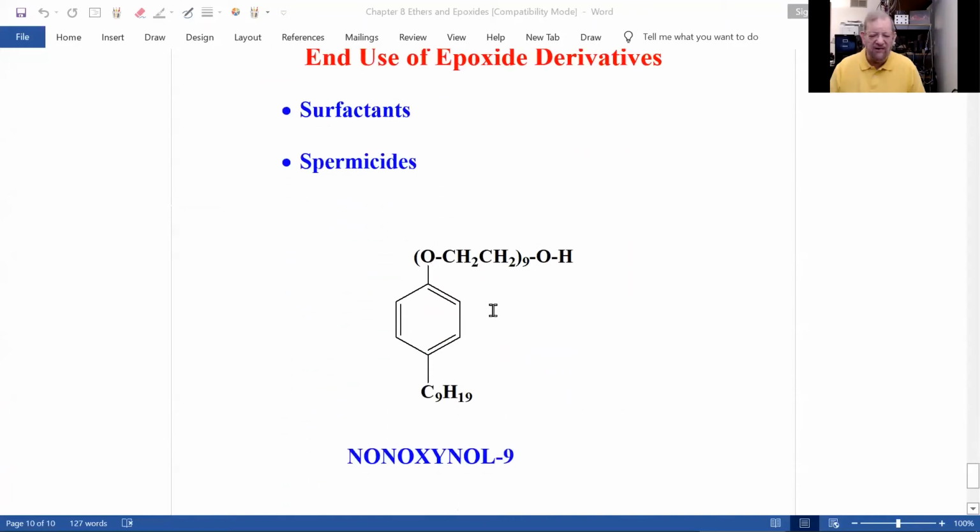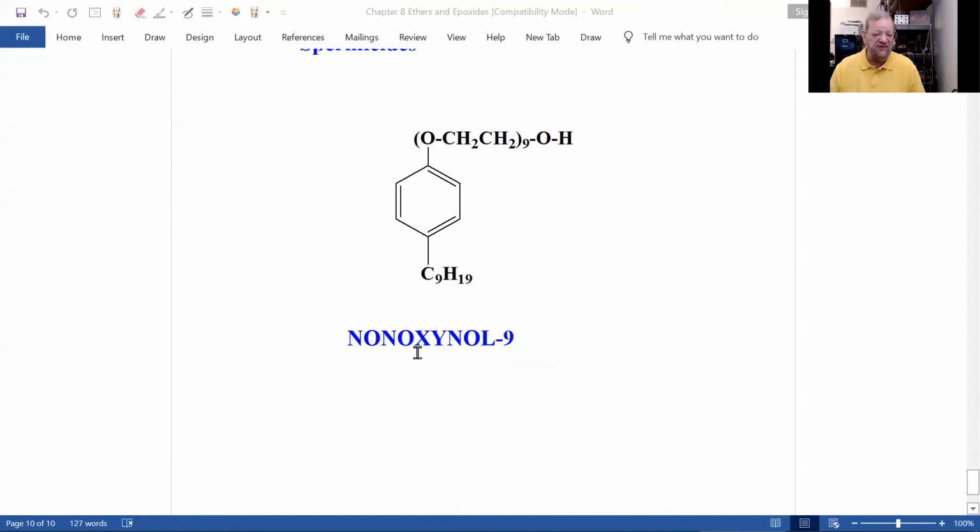If we look at the molecule you just made, it's got a trade name. This is not a common name. It's not an IUPAC name. It's a trade name used by various manufacturers. And it's called nonoxynol-9. Why? Because I have a nonyl group, a nonyl alcohol, and I have 9 moles of this repeating ether, polyether.